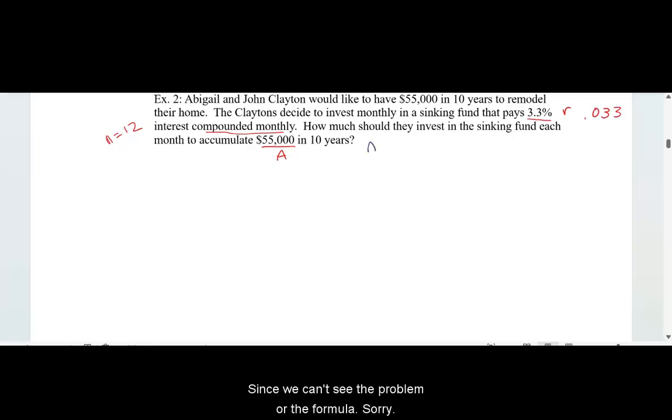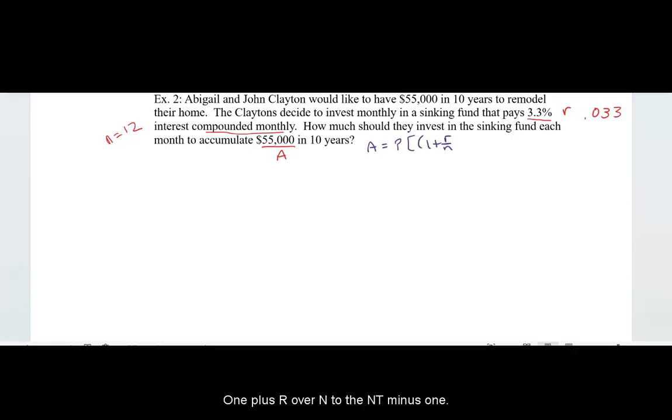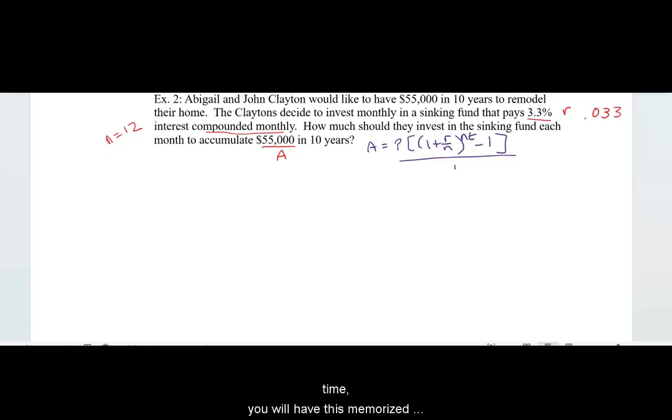Since we can't see the formula, because it's way at the top, let me just write it down real quick. 1 plus R over N to the NT minus 1. I'm telling you, if you write this down every time, you will have this memorized before you know it. Okay, here's our formula. Now let's plug in. But we're writing it differently this time because we know A this time. We don't know P. That's what we want to figure out.